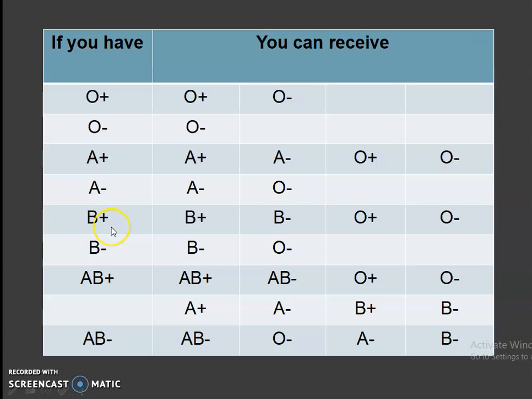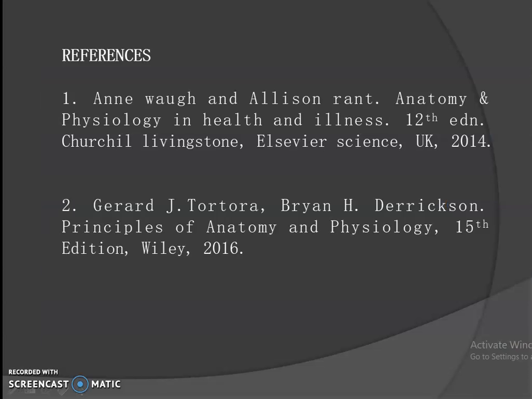A B positive individual can receive blood from B positive, B negative, O positive and O negative. Similarly, a B negative individual can receive from these blood groups. AB positive receives blood from these groups, and AB negative can receive from these blood groups. So these are the references.